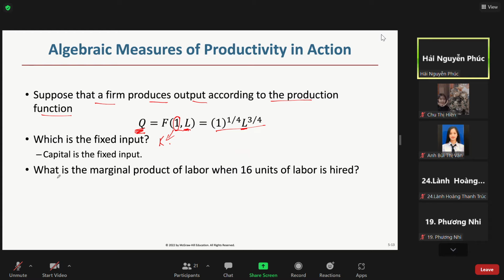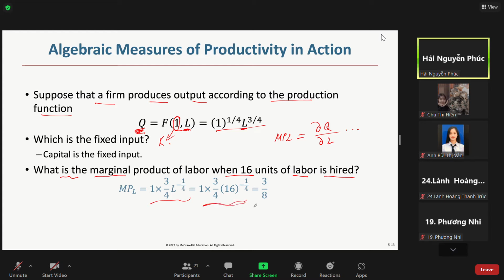The second question, they ask you, what is the marginal product of labor when 16 units of labor are hired? In order to answer the question, let's remember that MPL is the derivative of Q with respect to L. So you do the computation, and we will substitute back L equal to 16 units, and get the MPL equal to 3 divided by 8.